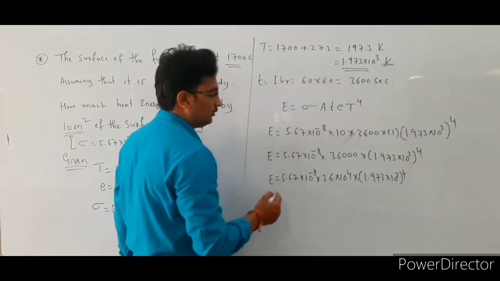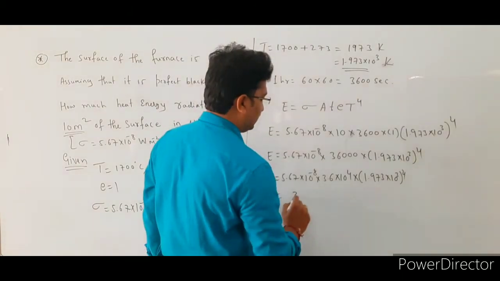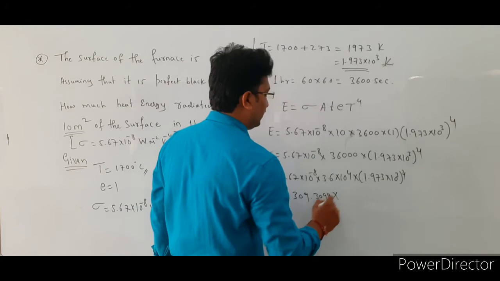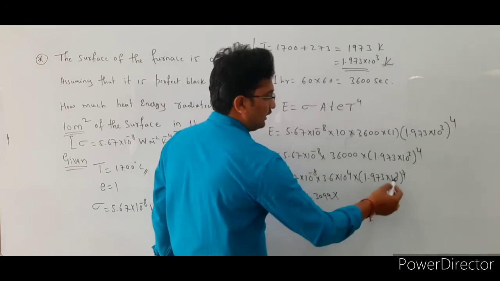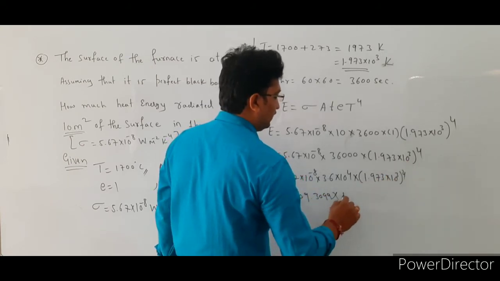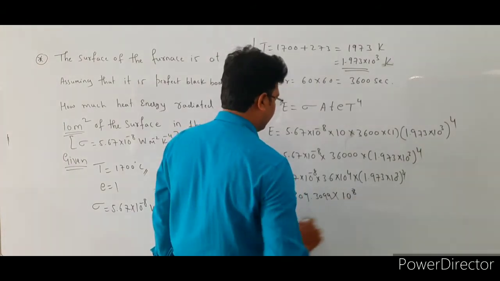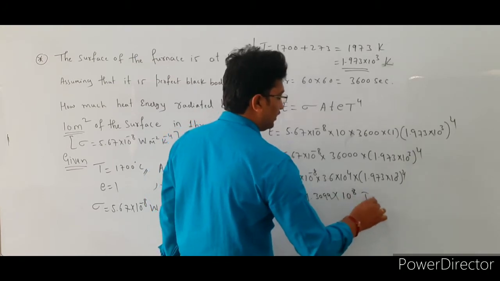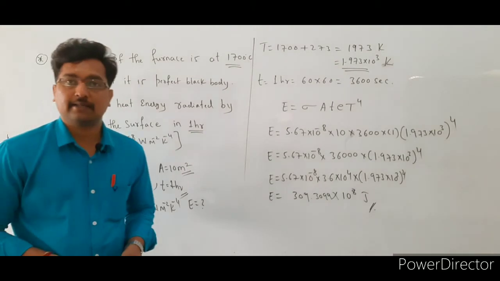And E is equal to this much. Multiply this one, we will get the final result, that is 309.3099 into 10 to the power of minus 8, 10 to the power of 4, and 10 to the power of 3 to the power of 4 means that is 12. So then its result is 309.3099 into 10 to the power of 8 joules. So this much of energy is radiated from that surface.